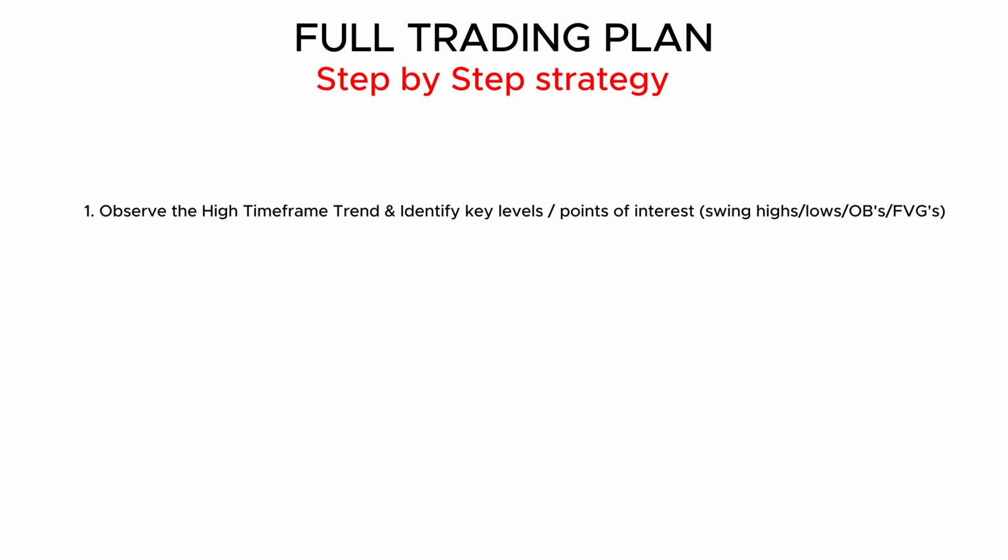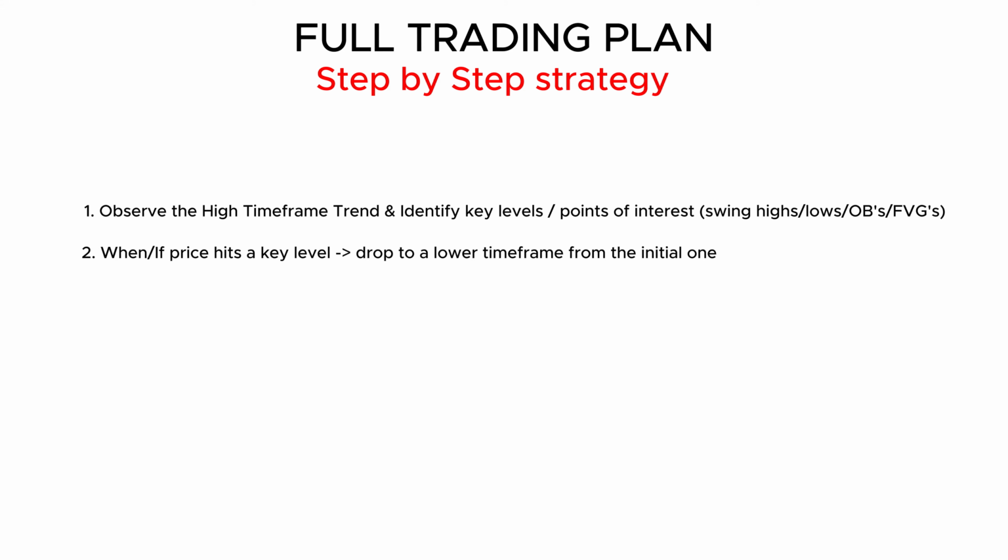So the first step, on a high time frame, usually the daily or the 4-hour time frame, we need to firstly observe by eye what is the general trend of the market, and right after, identify the main points of interest and key levels on the chart. These can be swing highs and swing lows, and imbalances like fair value gaps and order blocks. On to the next step.